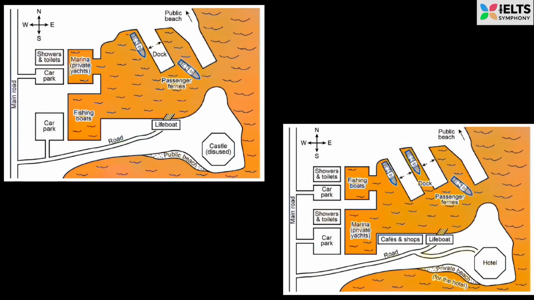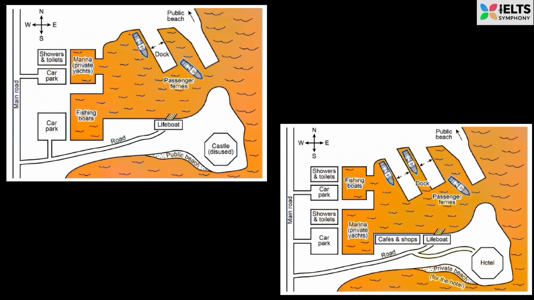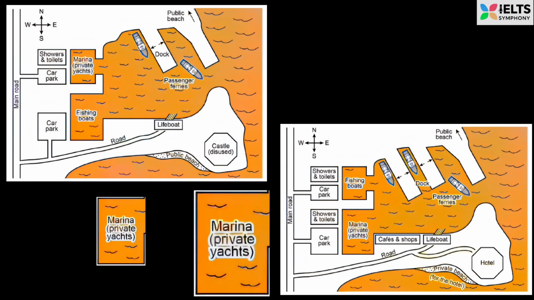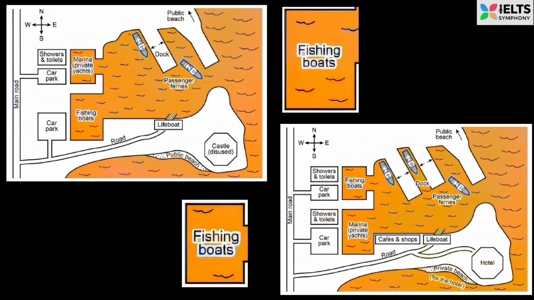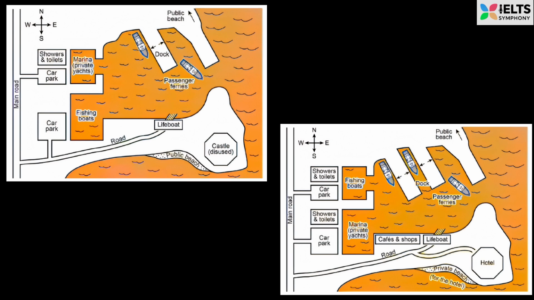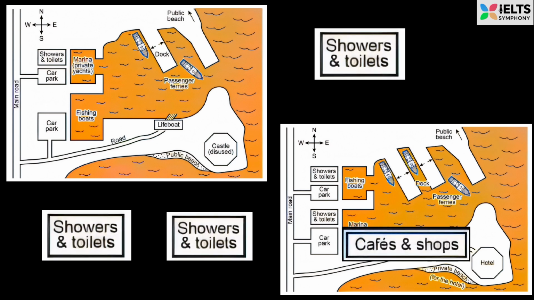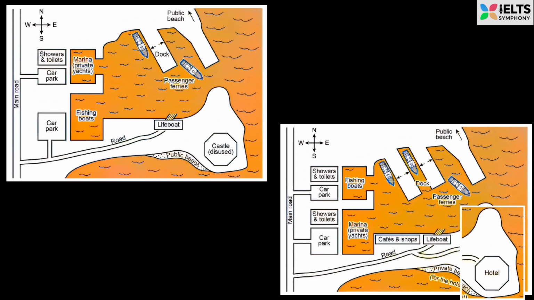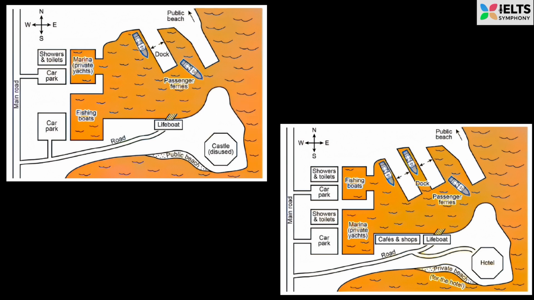But before we get into that, let's just take a relaxed look at the plans and notice any changes or additions. Nothing too technical yet. So, from what I can see, the marina for private yachts seems to have expanded in size, while commercial activities like fishing have been reduced, as the designated areas for them have been cut down. You'll also notice more showers and toilets have been added, along with several cafes and shops. Interestingly, the castle has been replaced by a hotel, and the dock areas have increased, likely to handle more visitors.